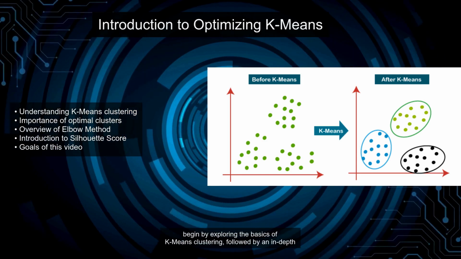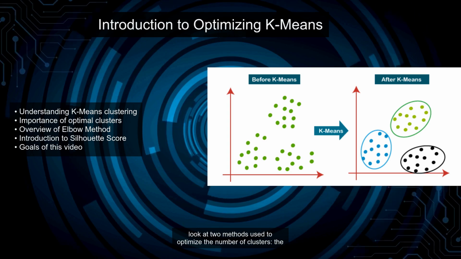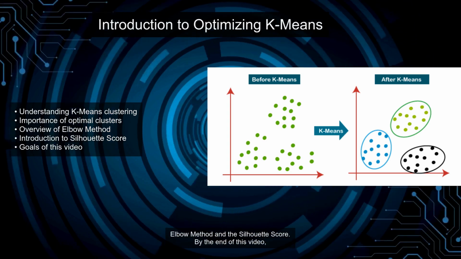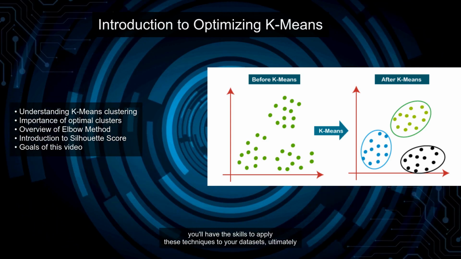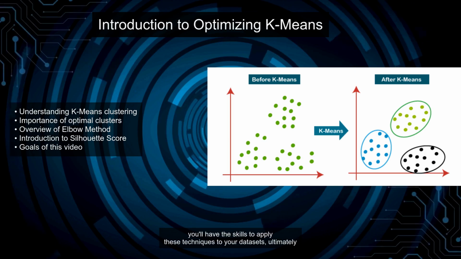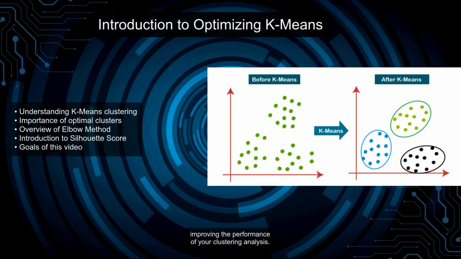We'll begin by exploring the basics of k-means clustering, followed by an in-depth look at two methods used to optimize the number of clusters, the elbow method and the silhouette score. By the end of this video, you'll have the skills to apply these techniques to your datasets, ultimately improving the performance of your clustering analysis.